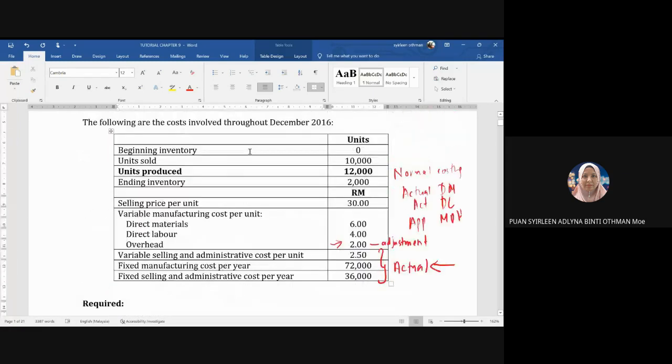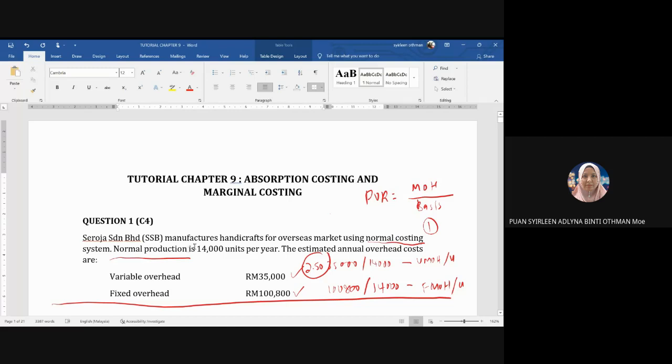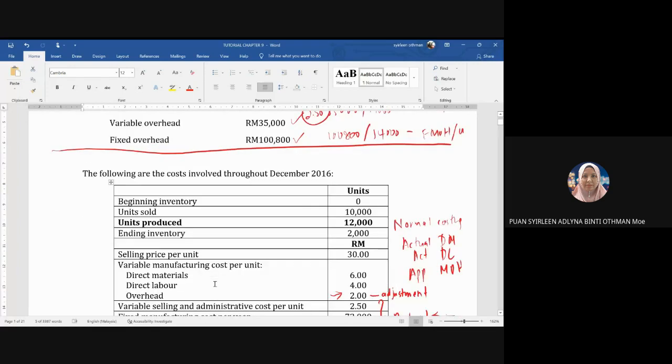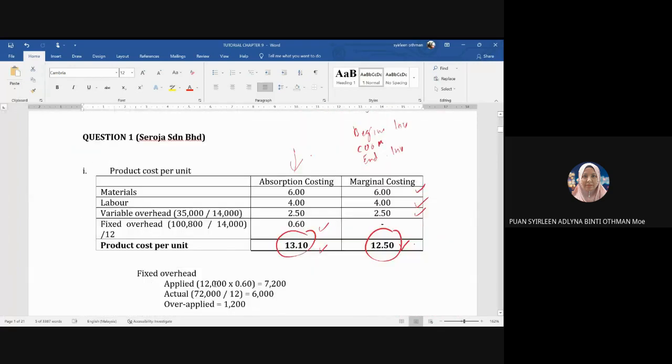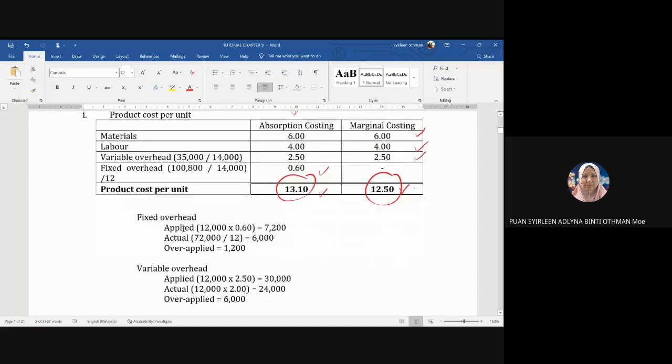Okay, yang 14,000 ni ialah estimated unit. So estimated unit 14,000 ni guna sekali saja masa nak kira POR. Tapi bila you buat jawapan nanti you tak guna yang 14,000 ni, you akan guna yang 12,000 tadi. Okay, alright. So now bila I nak kira applied, I akan ambil actual unit. Saya akan darab dengan POR. So untuk fixed cost saya dapat 7,200.